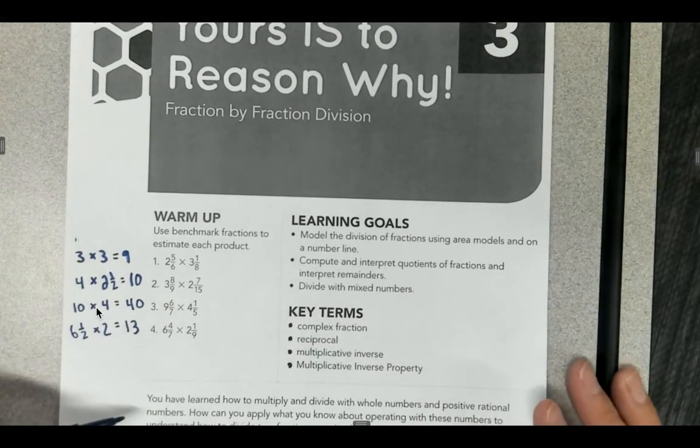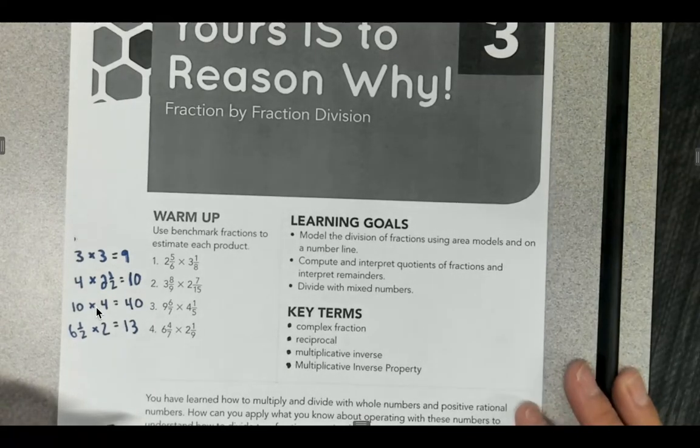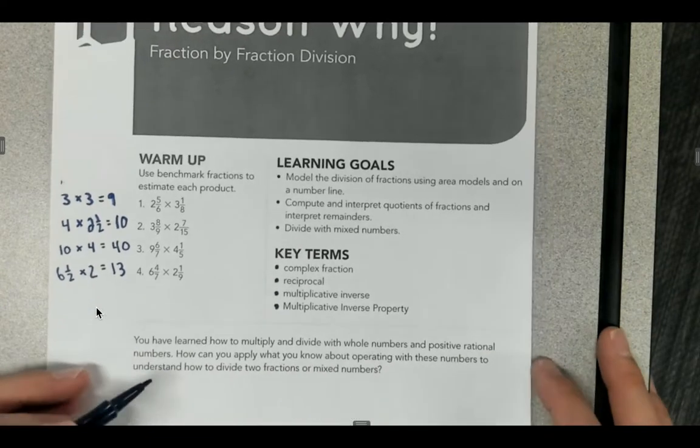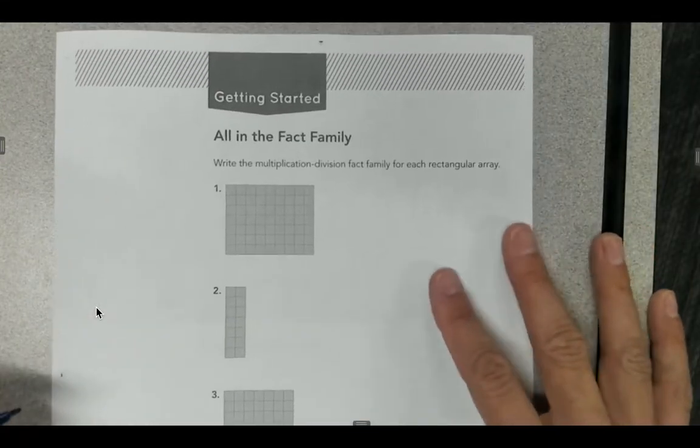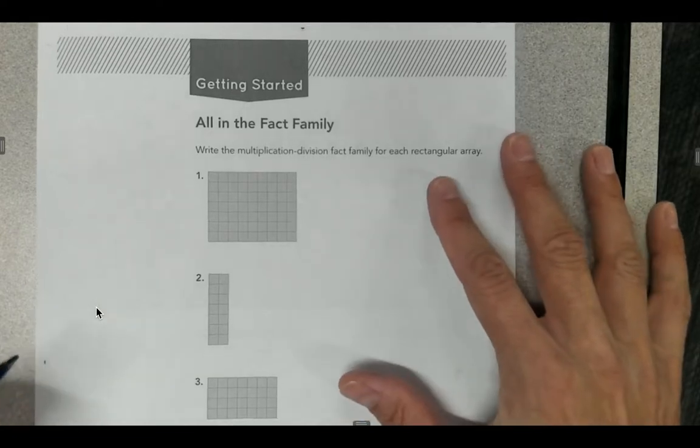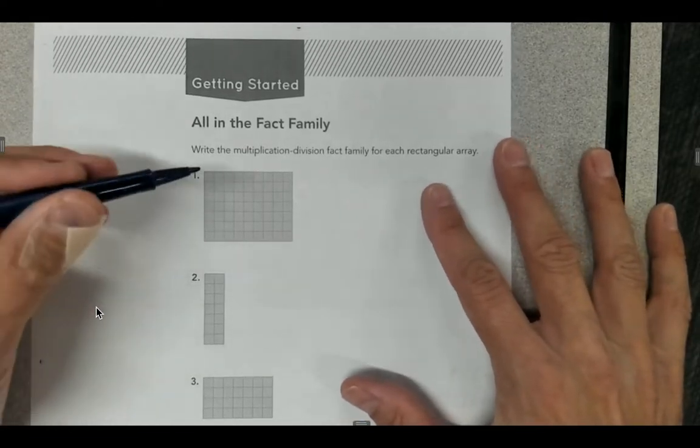You've learned how to multiply and divide with whole numbers and positive rational numbers. How can you apply what you know about operating with these numbers to understand how to divide two fractions or mixed numbers? Okay. All in the fact family. Write the multiplication division fact family for each rectangular array.